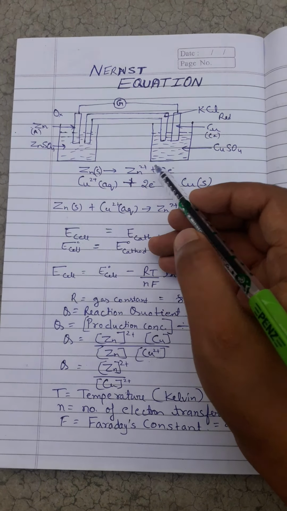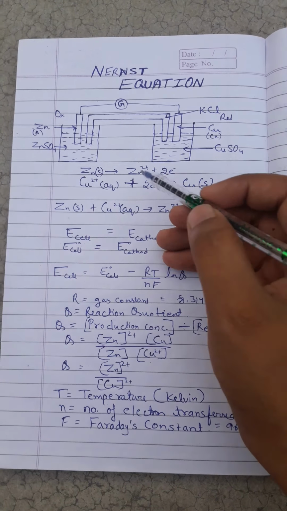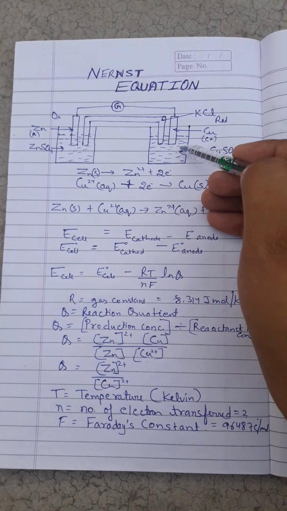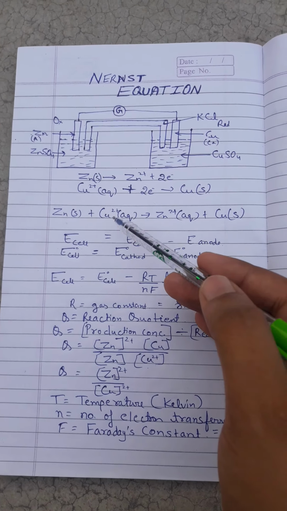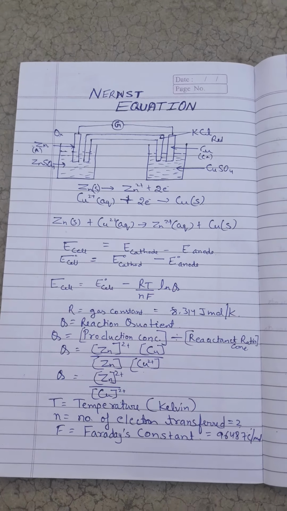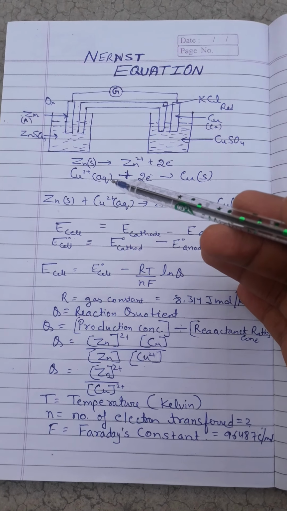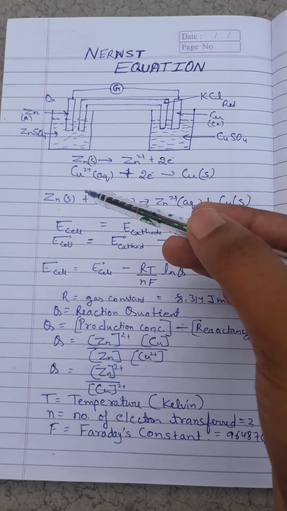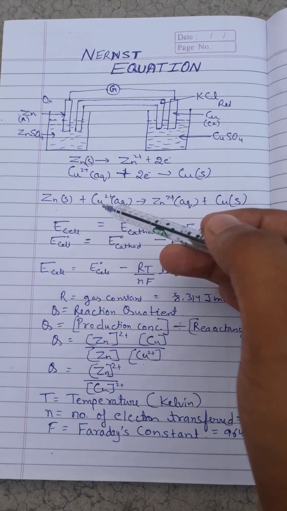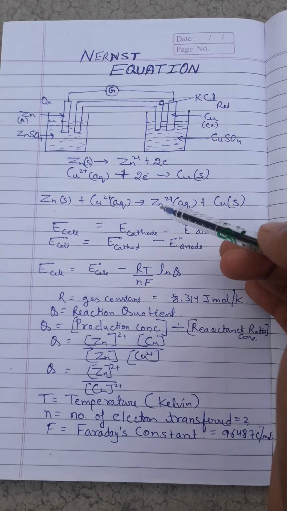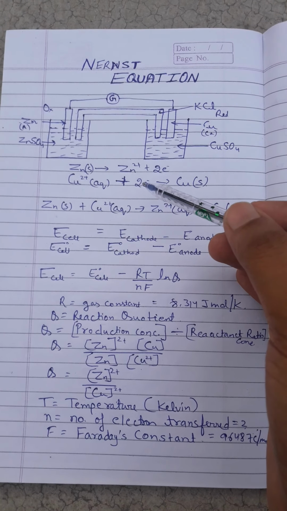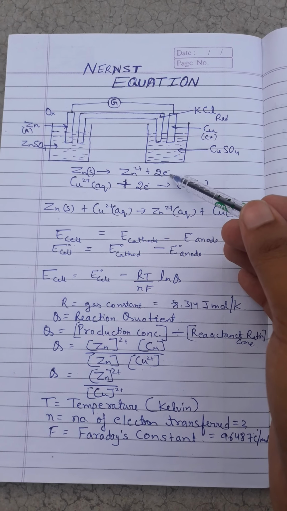Now we write down both of the half cell equations. This equation belongs to this side, and the second equation belongs to the right hand side solution. After we combine these two equations, solid Zn plus aqueous Cu2+ will form aqueous Zn2+ plus solid copper. The electrons cancel out.